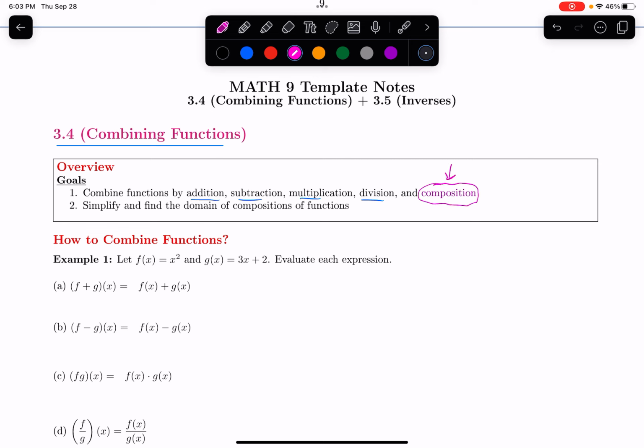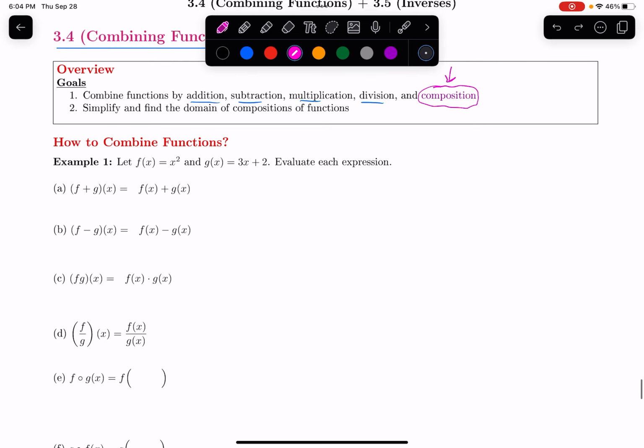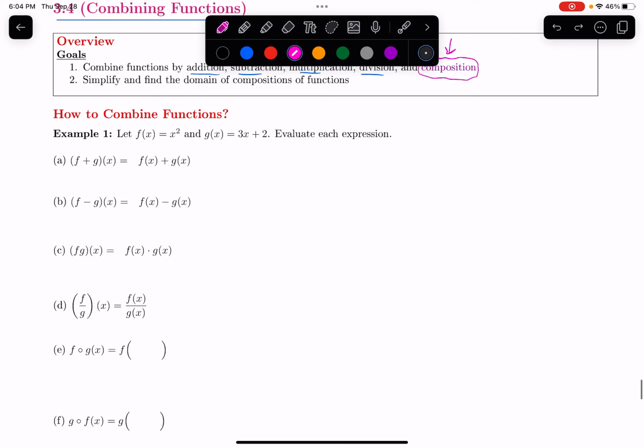Composition has to do with when you plug one function inside of another. And then the second goal is we're going to set up some compositions of functions and show how we can simplify them and find their domain. Okay, so in this video, I'm going to focus on, what are the different ways to combine functions? So let's get right into an example.